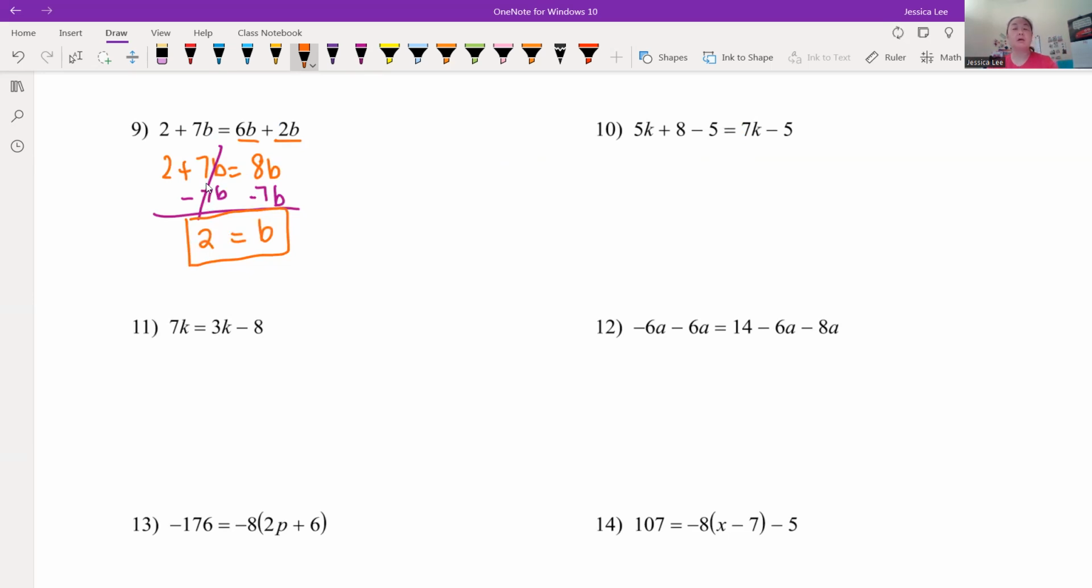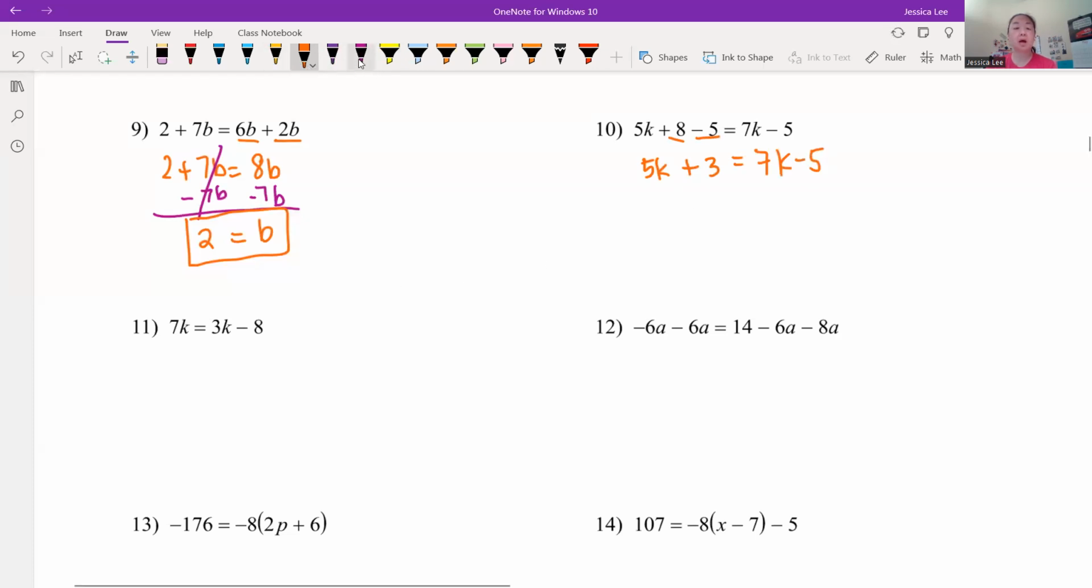Actually, not bad. This was in a way kind of like a two-step equation. It took 2 steps, right? We combined like terms, and then we got the b's on one side, and it was already solved for us. Here, I noticed that on the left-hand side, we can combine like terms. So that's what we're going to do first. So I have 5k. 8 minus 5 is plus 3 is equal to 7k minus 5.